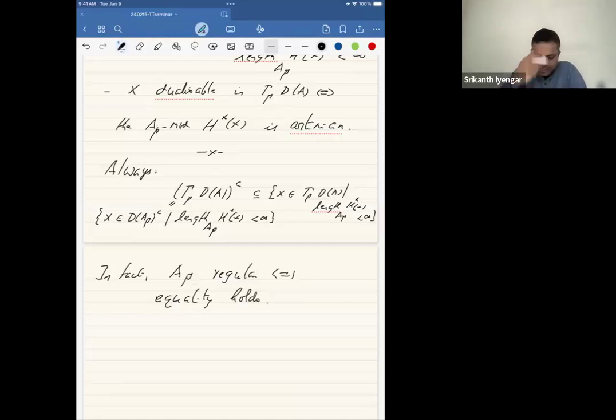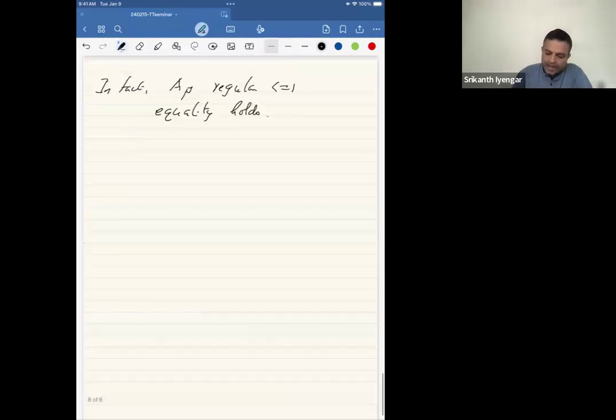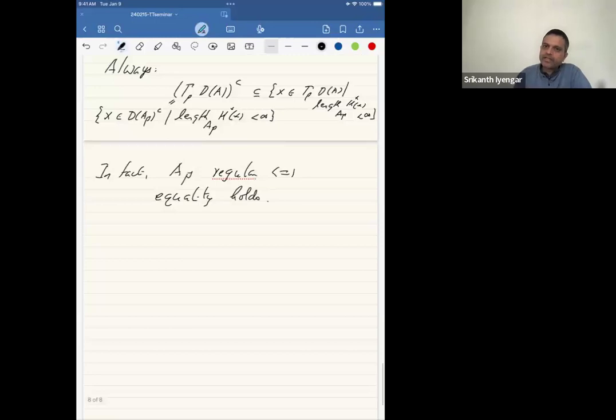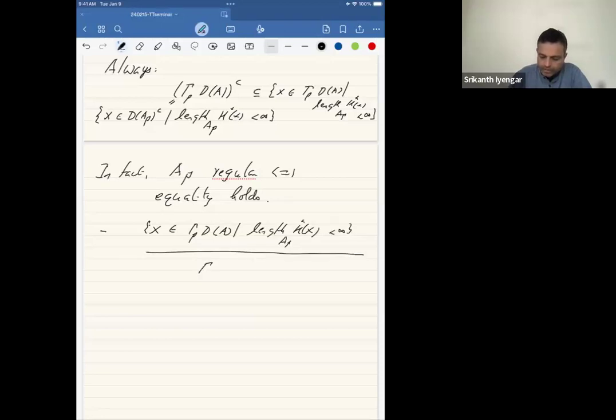You should think about this. So the quotient of the finite length objects by the compact objects might be thought of as the local analog of the singularity category of A. So this may suggest that we look at this quotient: the objects of gamma P D of A whose length of homology is finite, modulo the compact objects. It's some local analog of the singularity category.